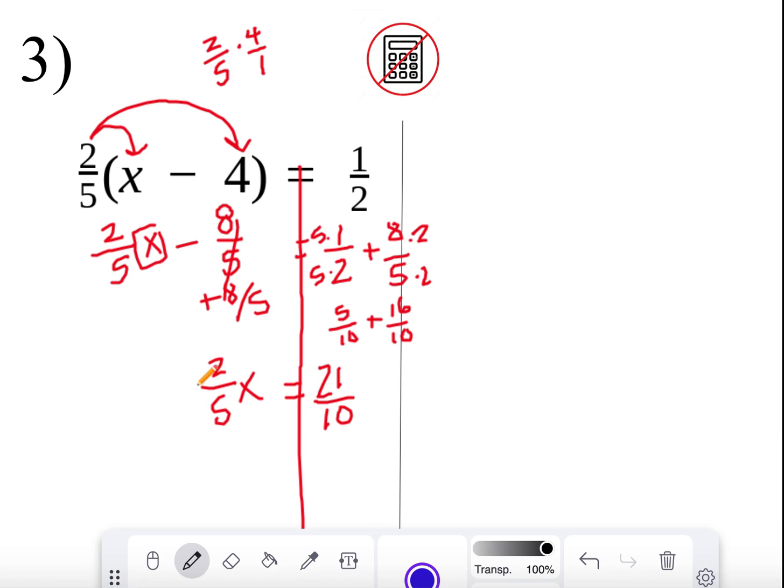You have 2/5 times x, so we're going to multiply by the reciprocal. See how handy that comes in? Do it all the time. Okay. All right, cancel, cancel. This is the fun part.